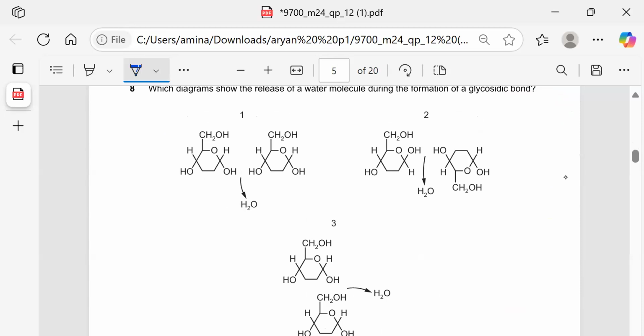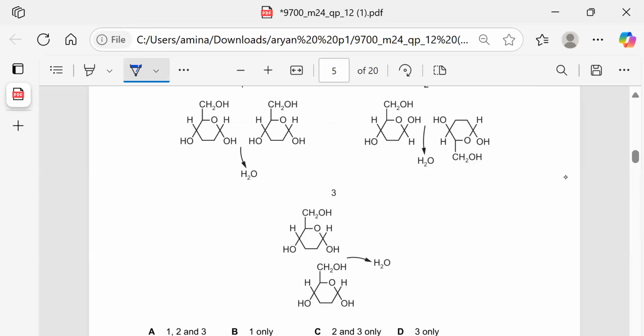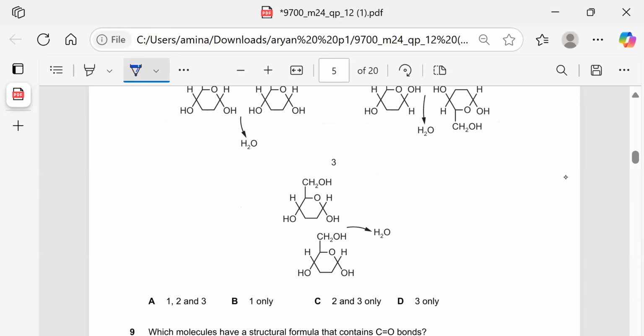Now I'm coming to question number 8, which is asking me which diagram shows the release of water molecule during the formation of glycosidic bond. So the first thing which I need to know over here is that glycosidic bond is made between sugars. So at first I need to identify the molecule they are showing. Are they sugar? Yes, I can see they are sugar and I can see all of them are hexose sugar. Okay, I'm given the choices over here.